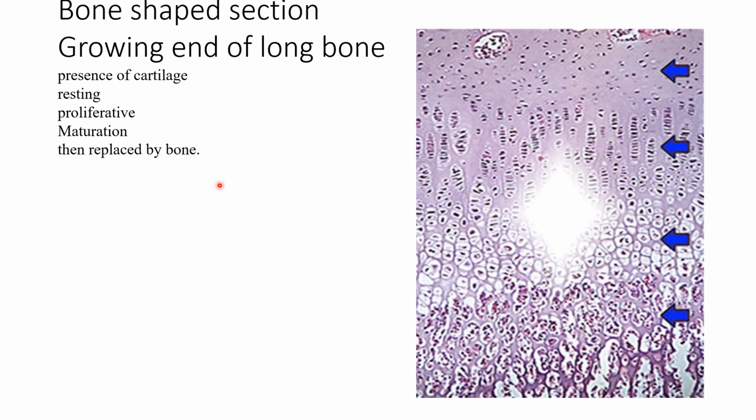Okay, if I see a section in the form of a bone, I can see here different stages of the intracartilaginous ossification. Here is the resting stage, proliferative, maturation, spongy bone formation. So it's the growing end of a long bone. Please inspect the slide well, because if you can see only the resting stage, you can say it is hyaline cartilage. But you should inspect all stages.